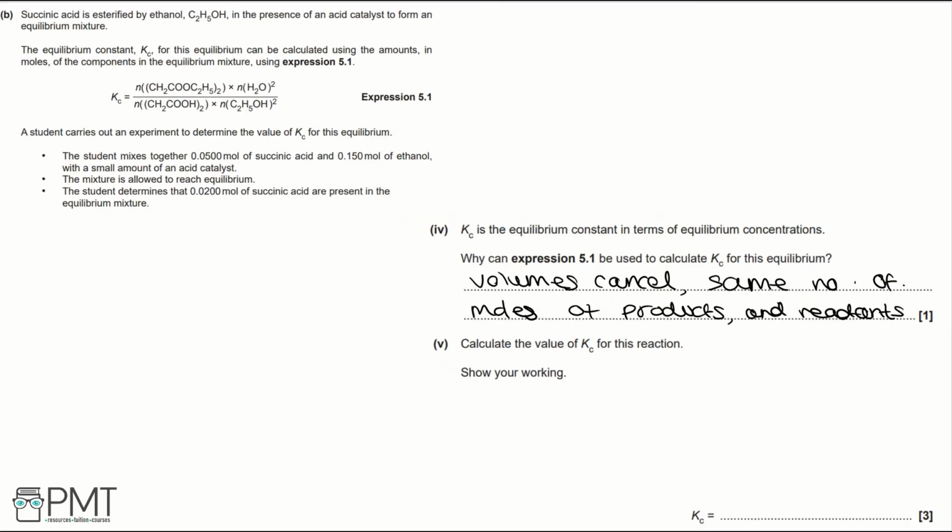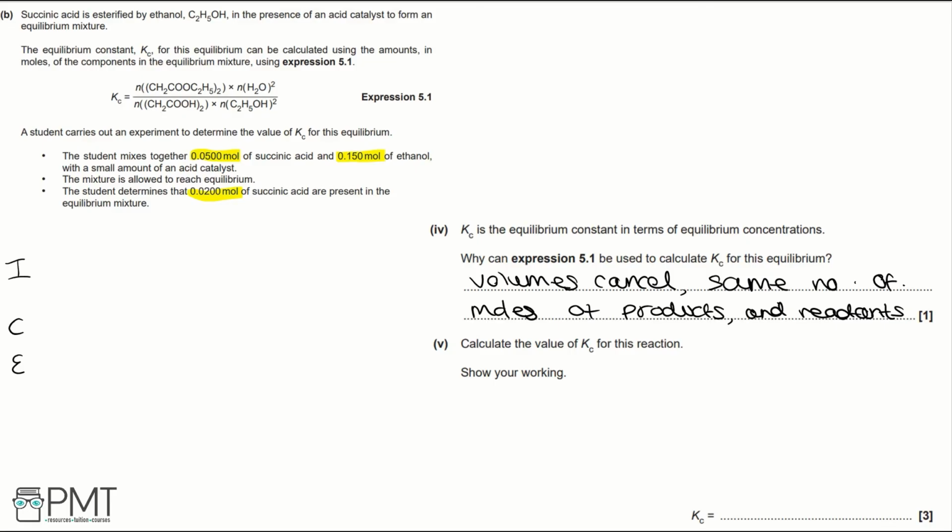Part 5. Calculate the value of Kc for this reaction. Show your working. In this question, we're going to firstly highlight the key pieces of information, and that would be any reference to moles, because we're going to use the number of moles left in the equilibrium mixture to work out the value of Kc. And that's because we're going to use a method called ICE in this video.